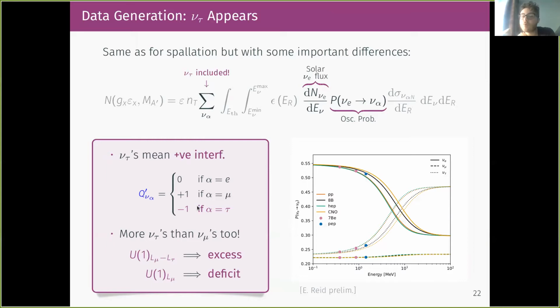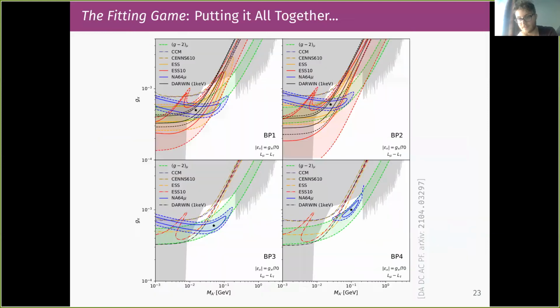And because we have more tau neutrinos that we're going to see than mu neutrinos, that means that positive interference is going to win out with the L_mu minus L_tau, meaning that if we do have an L_mu minus L_tau, we're going to see an excess. If we have an L_mu, the taus are out of the picture and we'll see a deficit, and that's the killer. So for direct detection, if we look at our nuclear recoils and we see an excess, we know it's an L_mu minus L_tau. If we see a deficit, we know it's an L_mu, and that's the killer.